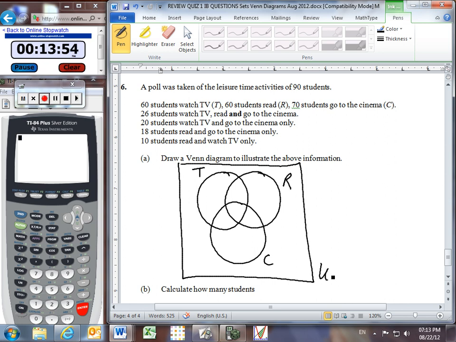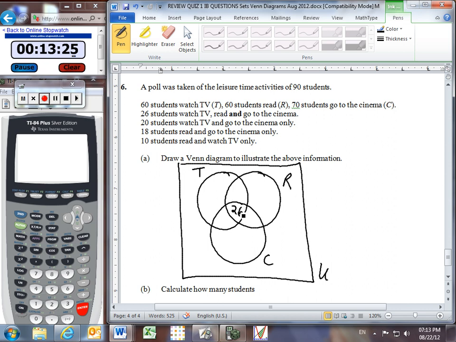Alright, now we need to fill in all of the numbers. Where do you begin? Do you remember? If you're thinking you start from the middle and work your way out, you are correct. Do we have the number of students who are inside this middle region? They watch TV and they read and they go to the cinema? Yes, it's right here. 26 students are in this region. Now we're going to go from the middle outwards.